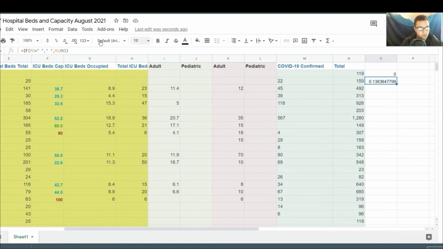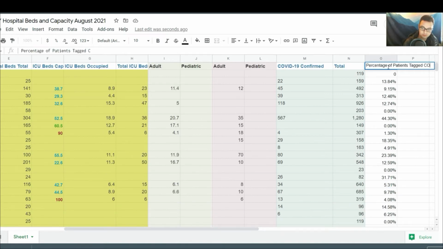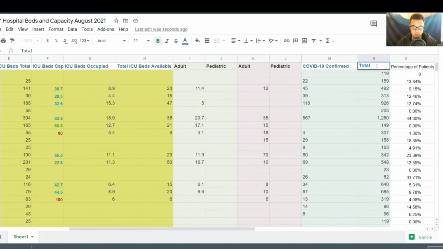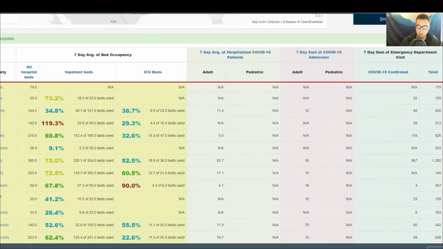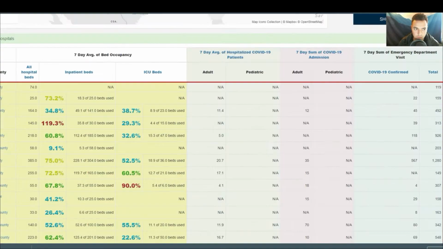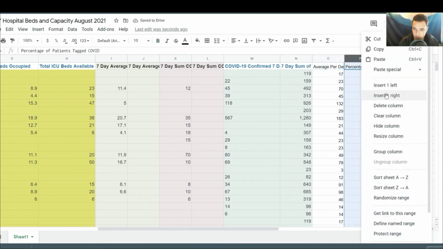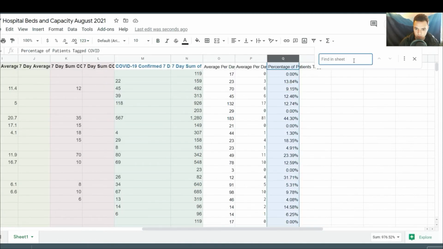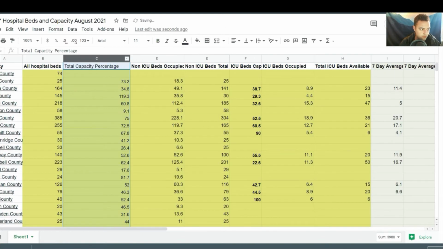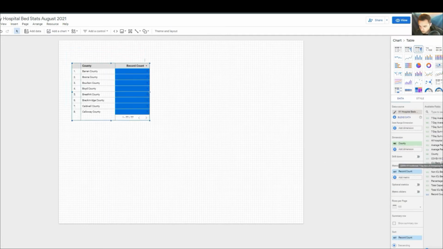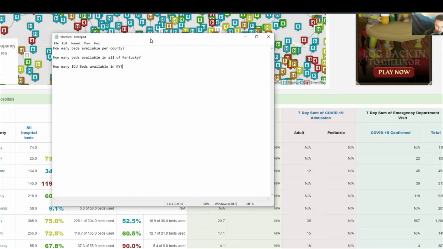So I went through and did a couple of calculations for a couple of different additional data points that I wanted to see, like the 7-day averages and the average per day patient emergency room visits, and how many of those patients were tagged as COVID cases. Those calculations are pretty simple. So pretty quickly I was able to outline the questions that I wanted to answer with my visualization, and I just started building this out.